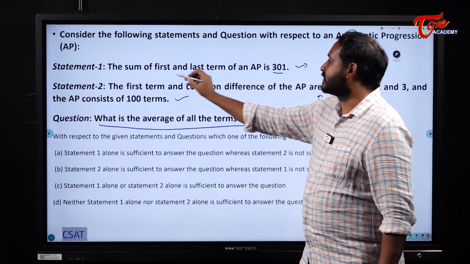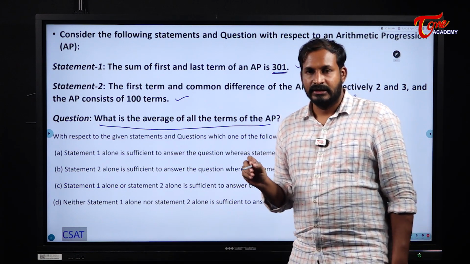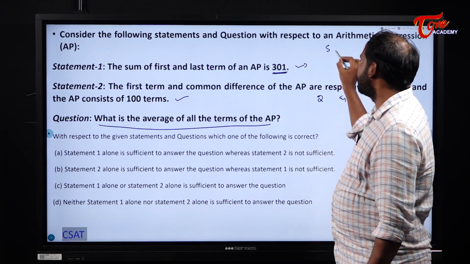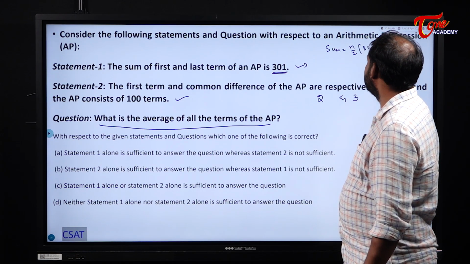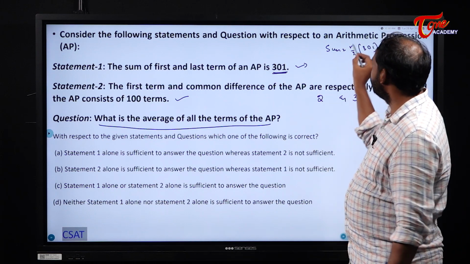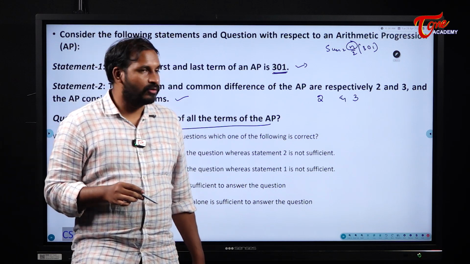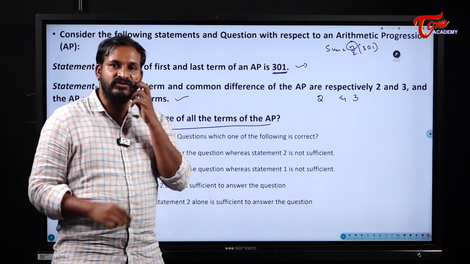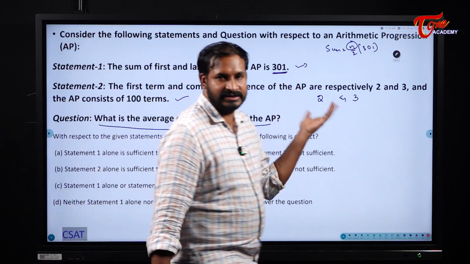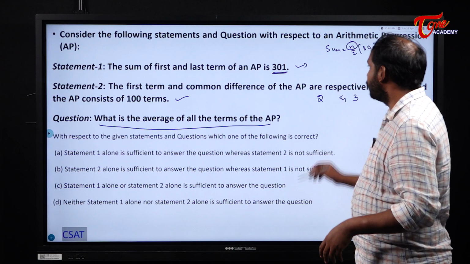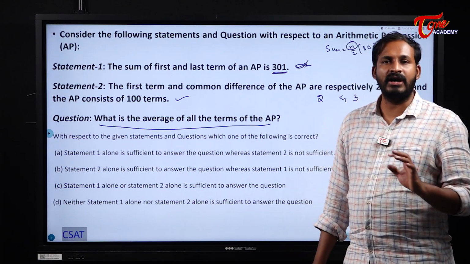See here, the sum of the first and last term of the AP is 301. That means here the sum of terms will become n by 2 into (first term plus last term), and that value they have given as 301. But do we know n here? No, we don't know. If we don't know n, is it possible for us to find the value of the average? No, we cannot find the average. Why? Because the sum divided by this n will give us the average. So with only statement 1, I cannot tell my answer.